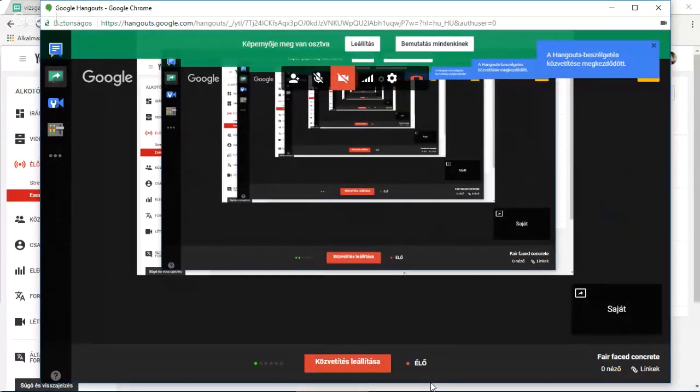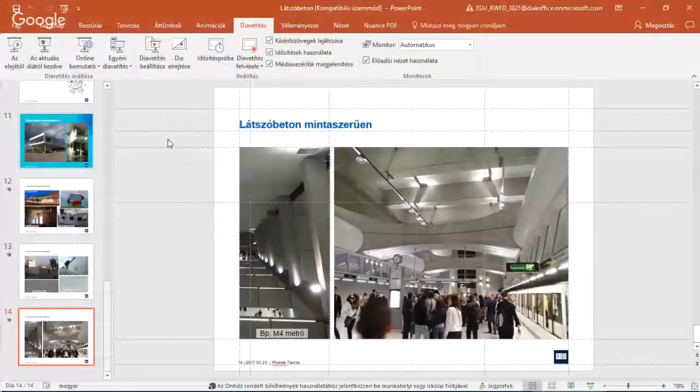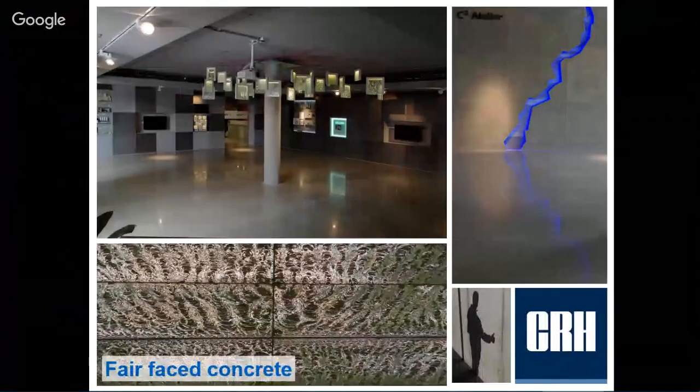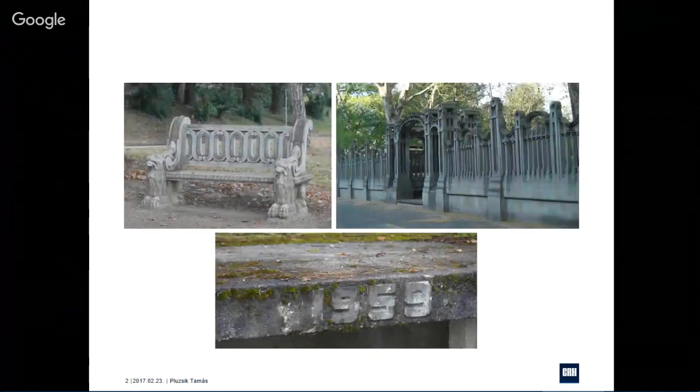I would like to speak about fair-faced concrete. This is the office of CRH where my husband works, and the office is full of fair-faced concrete because it's quite trendy now. Of course, this is not a new idea. You can find several examples from the past too.